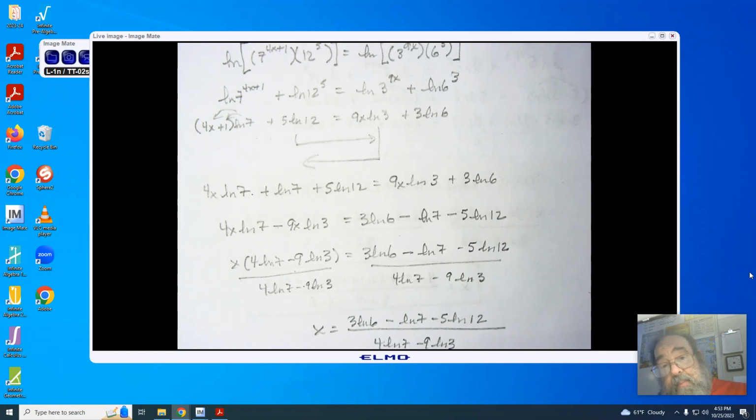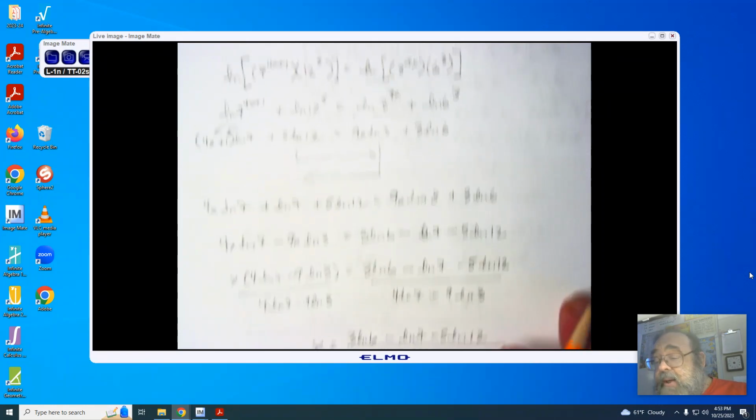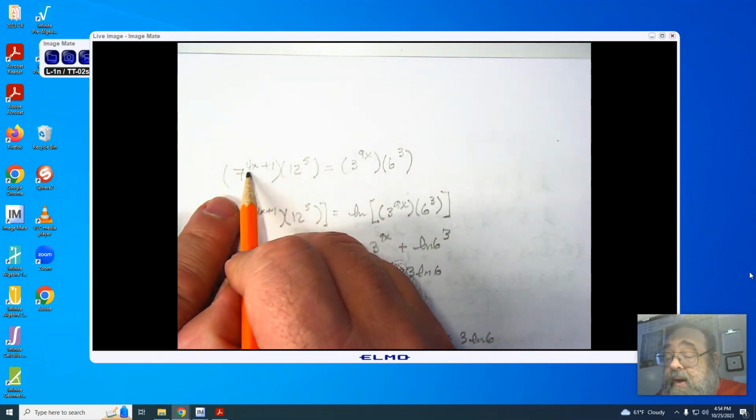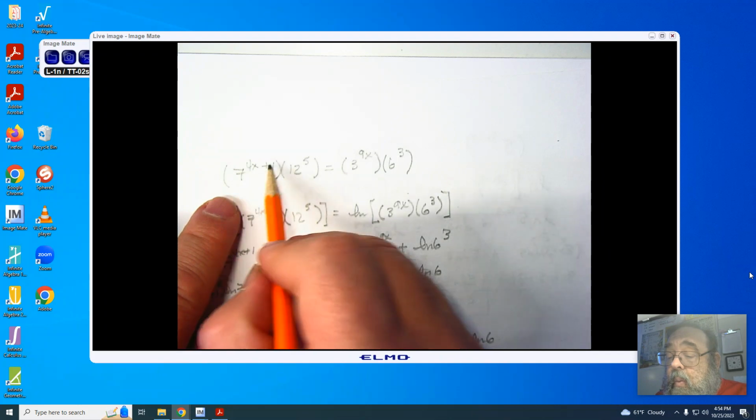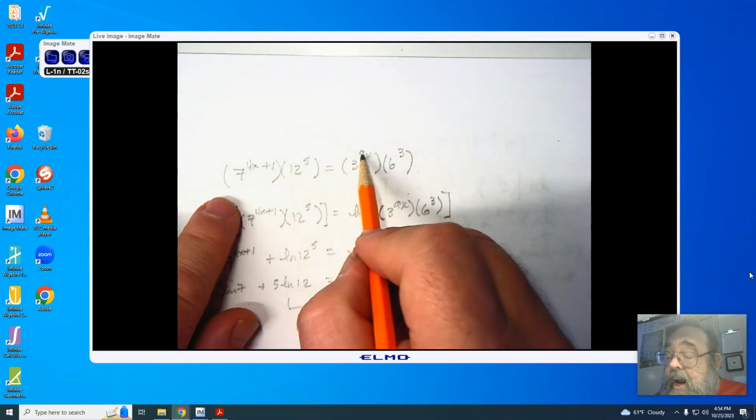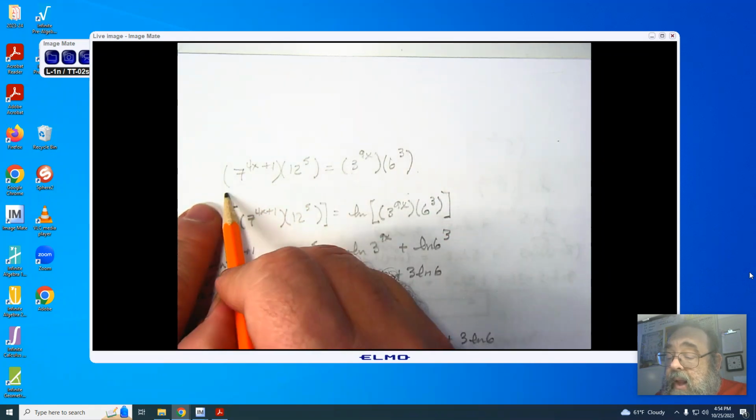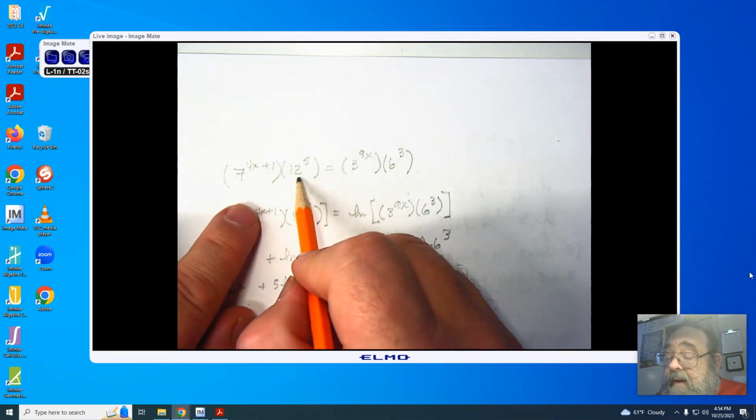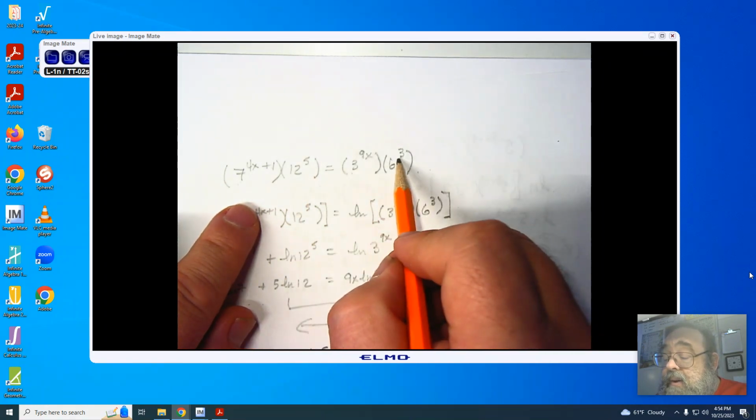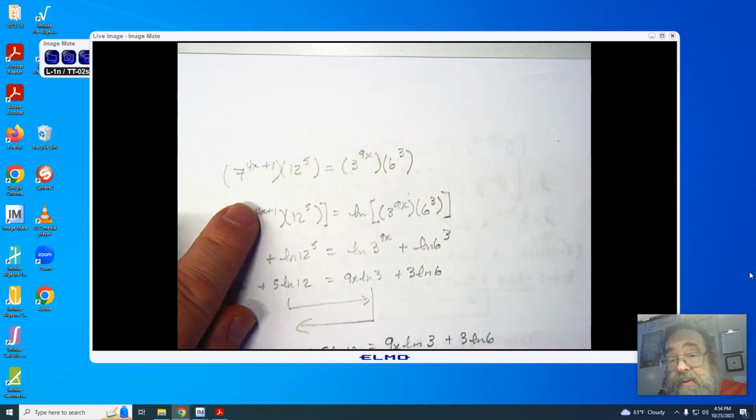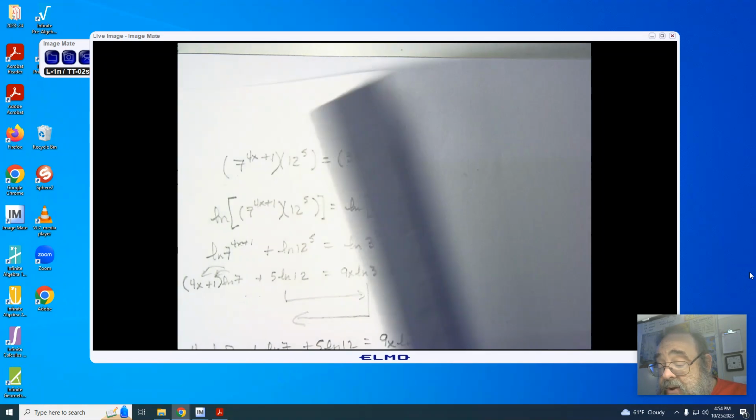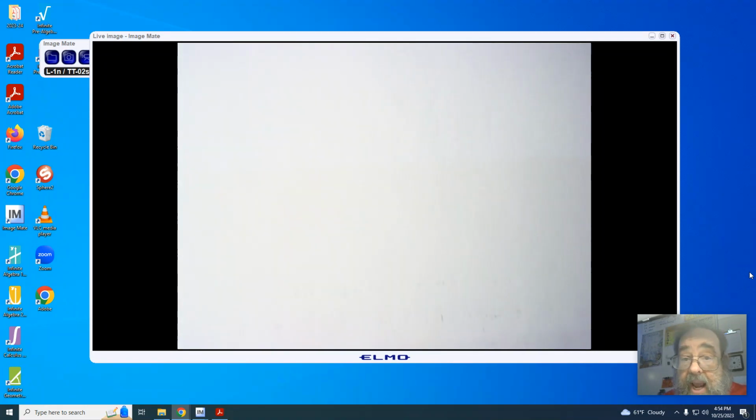Now, there is a pattern here. Please take note. We have the 4 moving in front of the natural log of 7. 1 natural log of 7 moved to the other side. 9 ln of 3 moved to the left. 5 ln of 12 moves to the right. 3 ln of 6 stays where it is. We factor and divide.